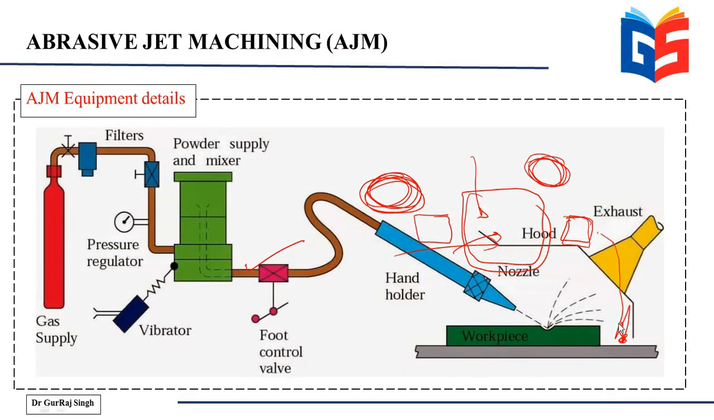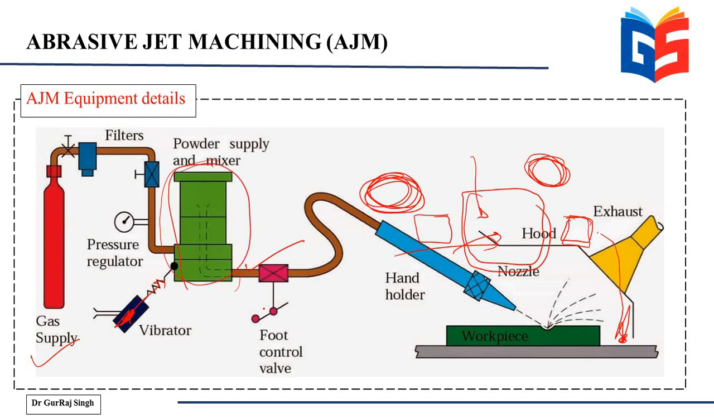Again, it is very much clear from this block diagram that the gas is supplied through a cylinder, or it can be supplied through a compressor, depending upon the source of gas that you have. This is followed by your filters and the pressure regulators. Then you have a powder supply and a mixer. You have a vibrator here, and this vibrator shakes the mixing chamber, and this is where the mixing of the abrasives and the air takes place.